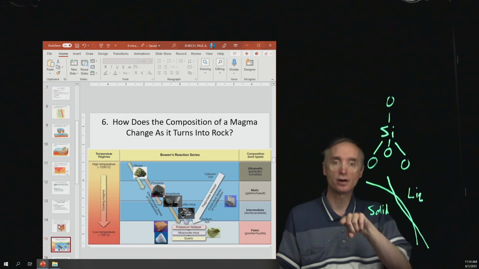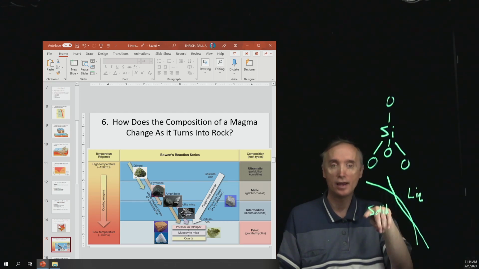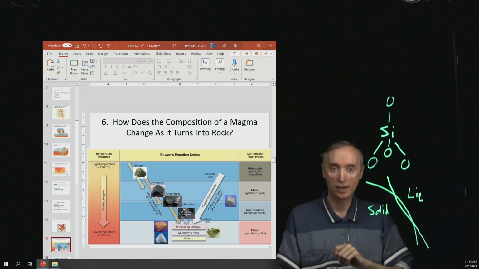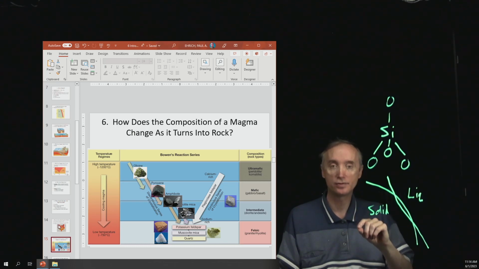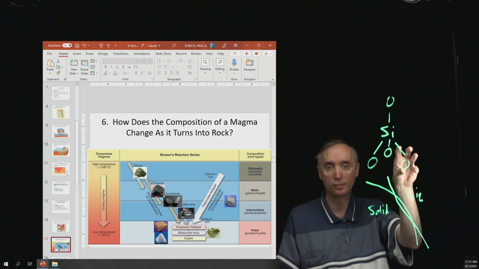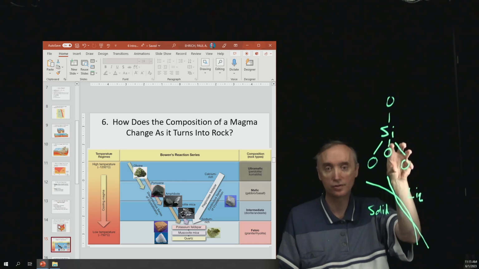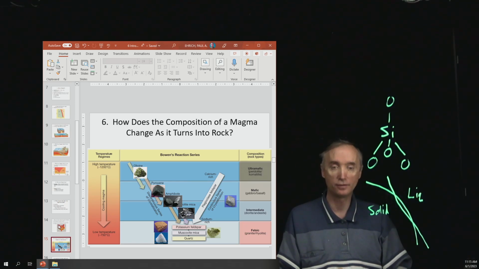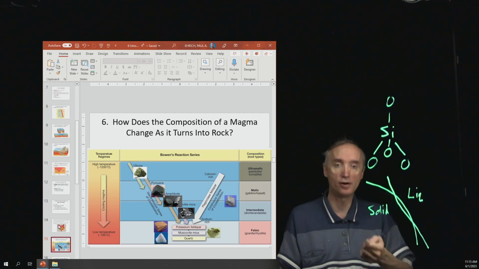And then you should also notice that on the other side you have plagioclase. Plagioclase can start as one kind of plagioclase, and then it turns into a different kind of plagioclase as it cools off. So study that diagram, and this is Bowen's reaction series. You should know that when a magma first forms, it's a particular kind of magma, and then you should know how it evolves into other kinds of magmas.